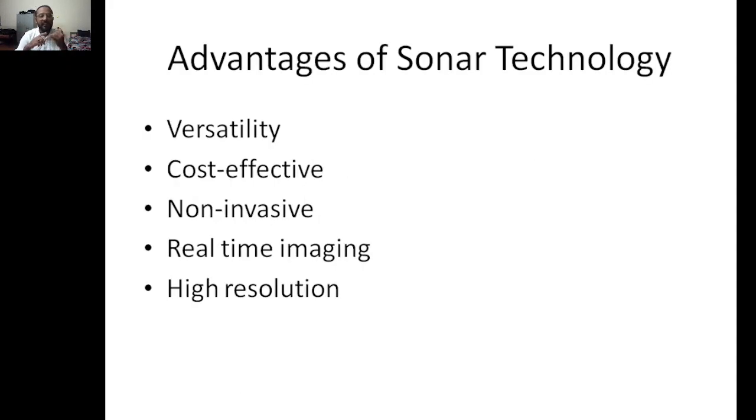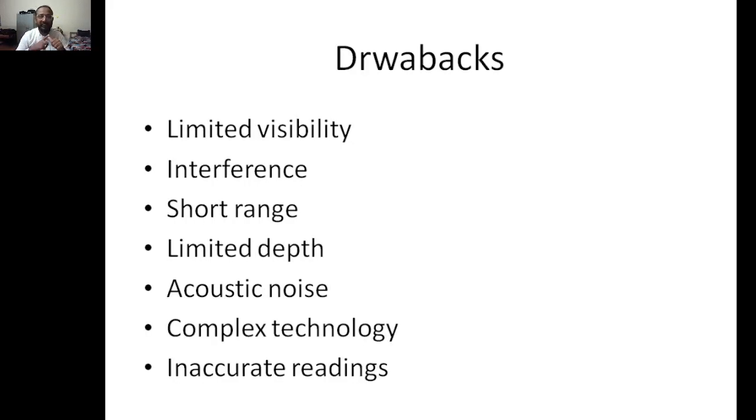Advantages: versatility, you can use it for ships, you can use it for warfare, you can use it for submarines, etc. Cost effectiveness, non-invasive, no need to do any kind of surgery here. Real-time imaging, high resolution. Drawbacks: limited visibility. Sonar is mostly used in water, so visibility will be the problem. Interferences: there will be a lot of disturbances in the water in between. If you want to detect the depth of the sea and in between some dolphin comes, there will be interference.